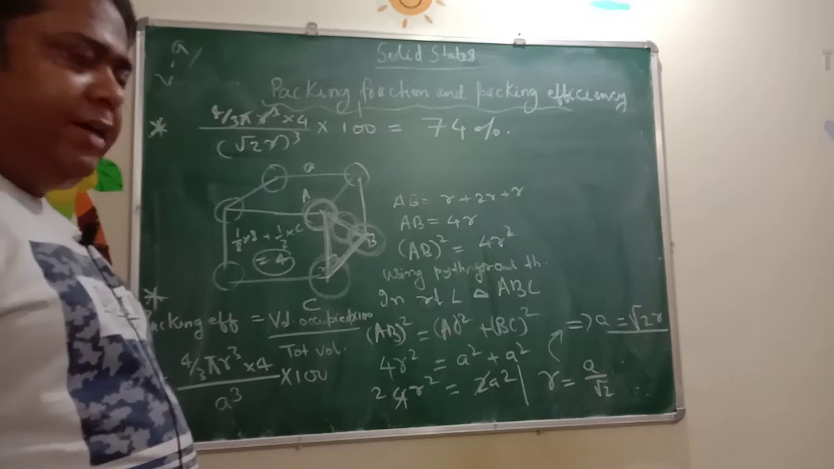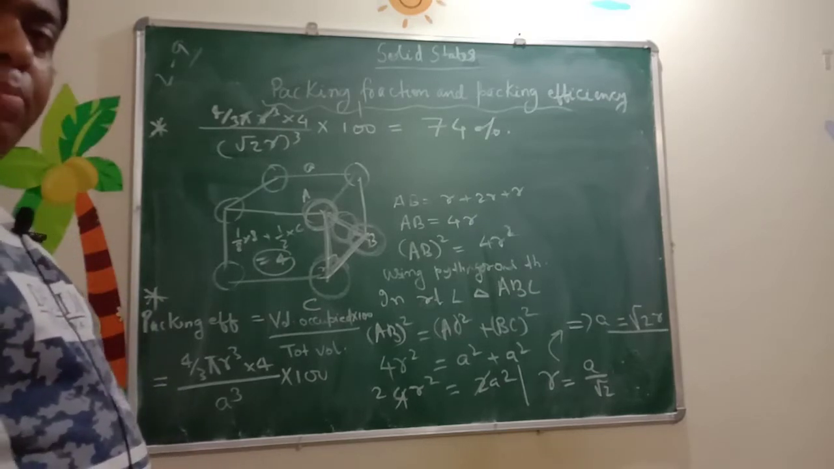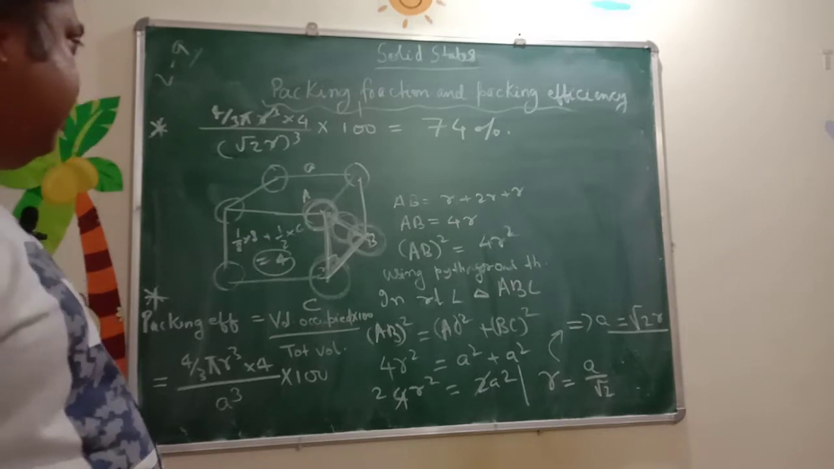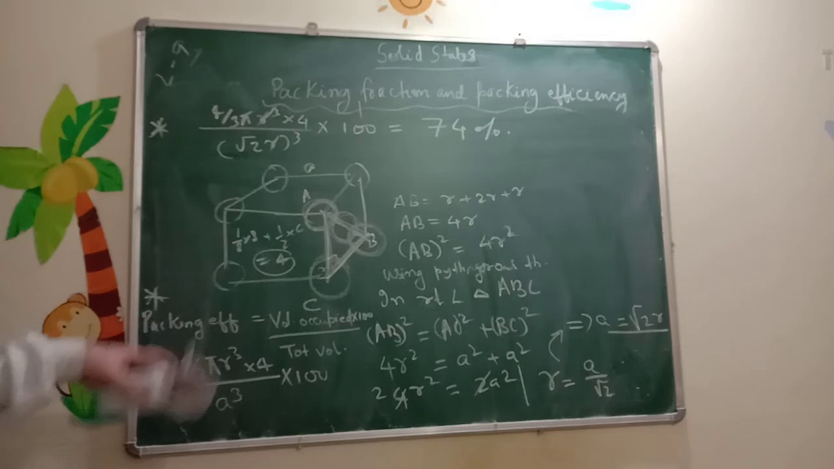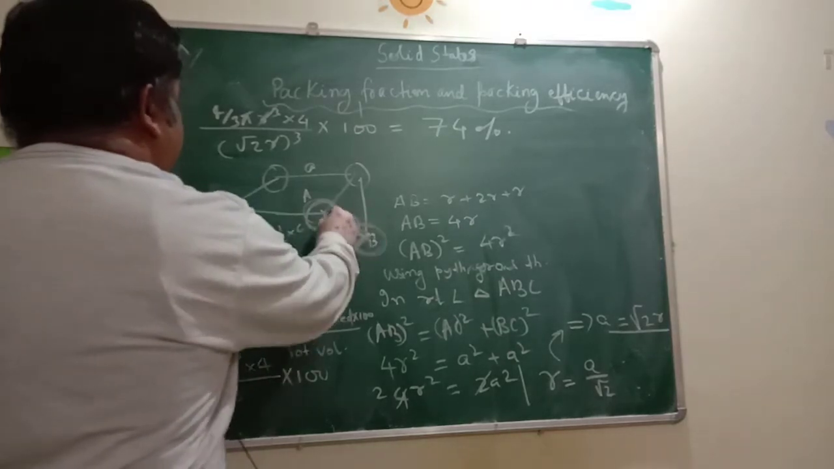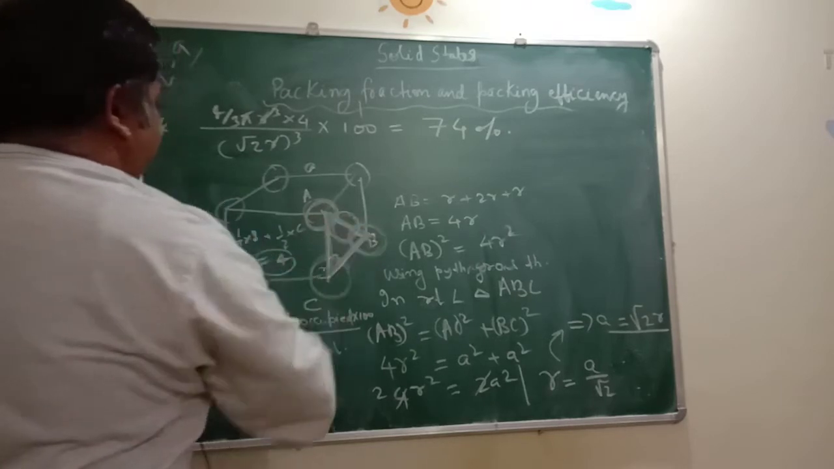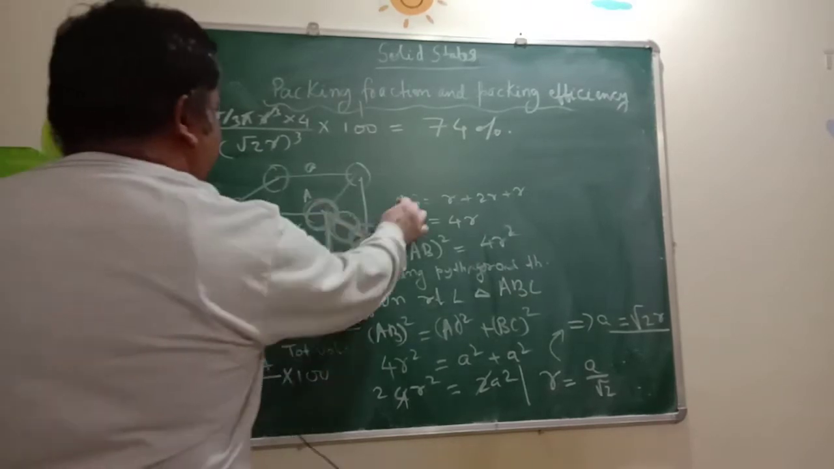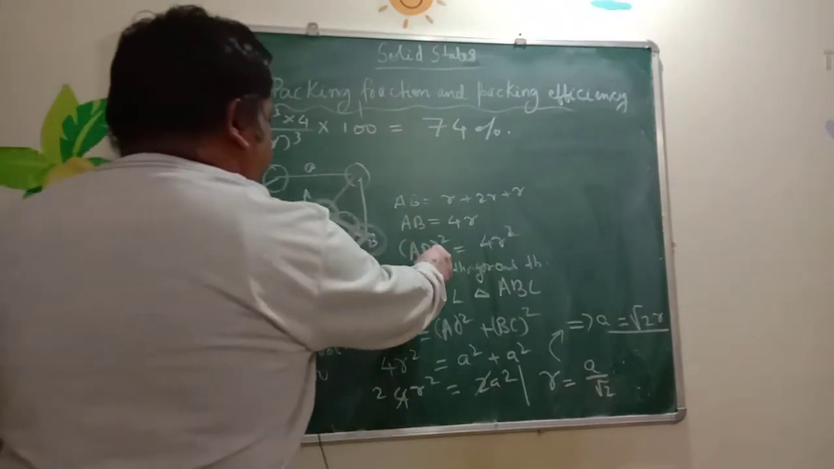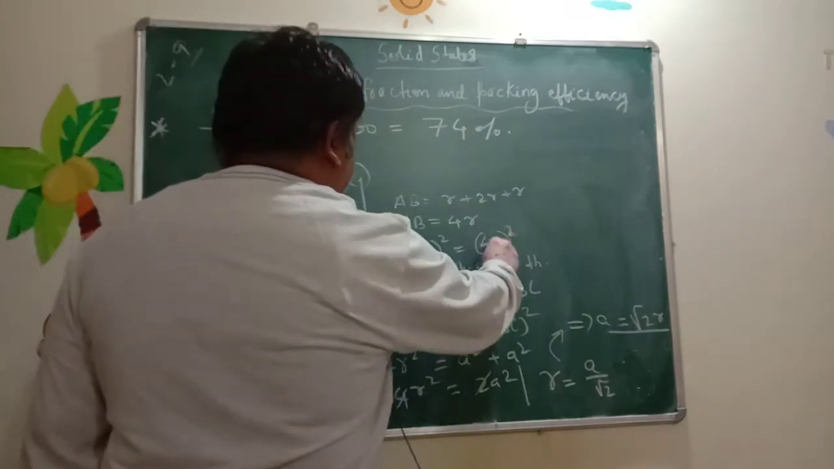Similarly, we can find the packing fraction for body centered cubic cell. But since the camera might have turned that side, I will explain this once again. We have drawn one face centered cubic cell and we have taken R plus R plus R plus R equal to 4R. So AB is equal to 4R and AB square is equal to 4R square.